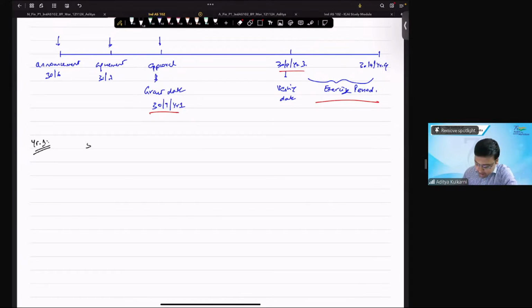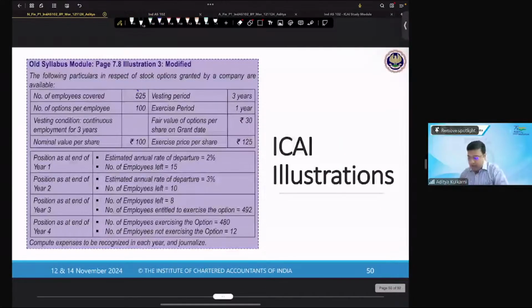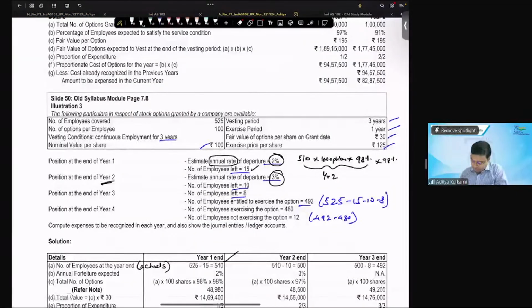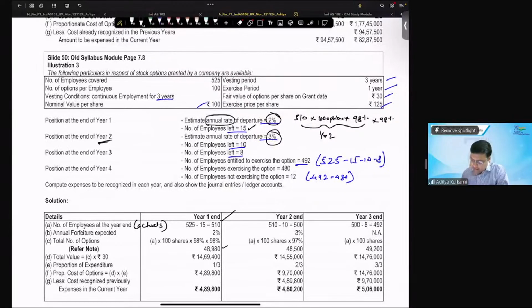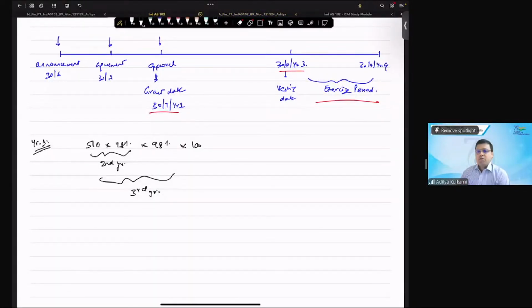So 510 employees. This will be the number at the end of the second year. Usme se another 2% will go. So this will be the number at the end of the third year multiplied by 100 options per employee. तो आप ऐसे भी कर सकते हो. You can do it this way also, which comes to 48,980.